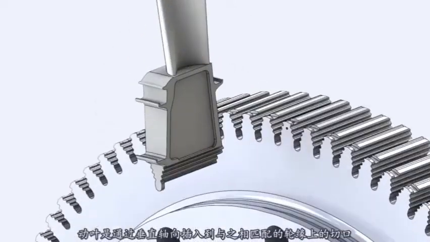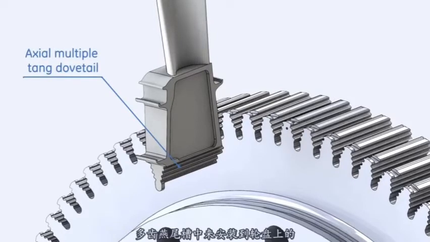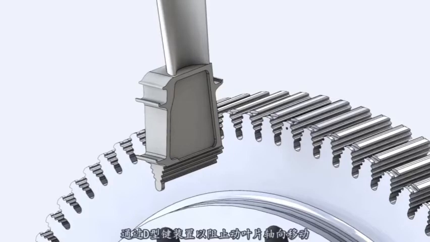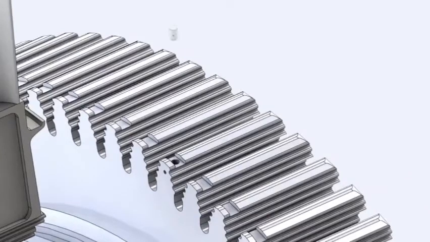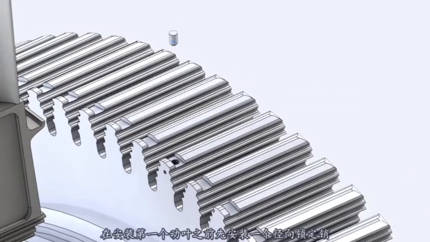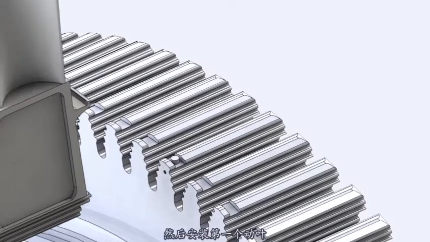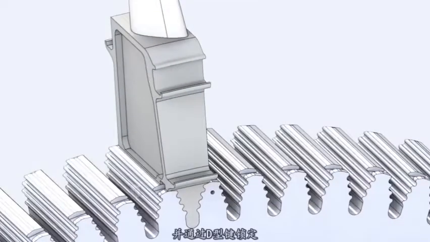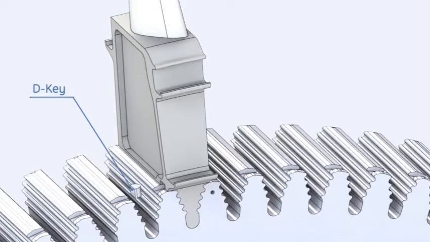Buckets are attached to the wheel by straight axial entry multiple tang dovetails that fit into matching cutouts on the wheel rims. The buckets are prevented from moving axially by the D-key arrangement. A radial locking pin is installed before the first bucket. Then, the first bucket is installed and locked in place by the D-key.